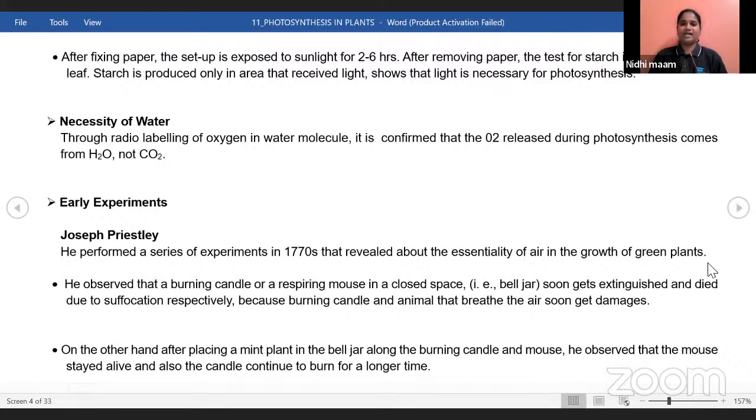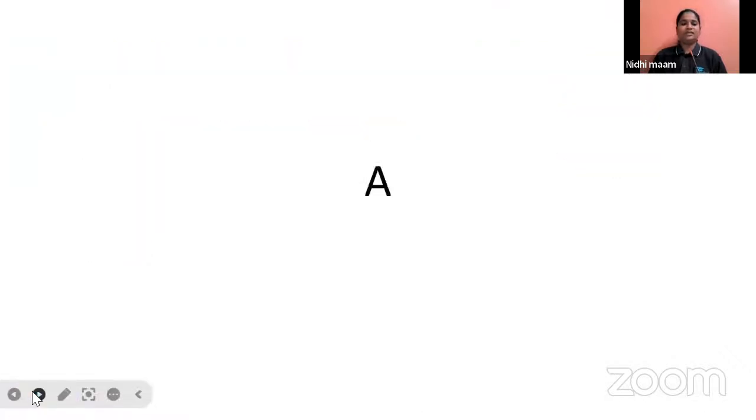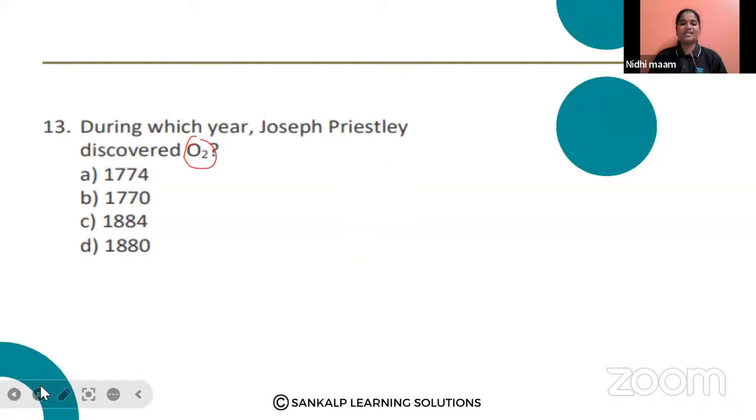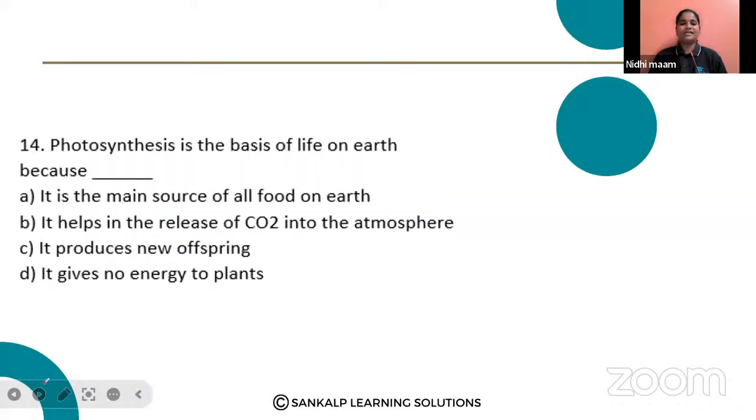So let us check the answer here. The right answer is option A, 1774. Okay, next question. Photosynthesis is the basis of life on earth. Why? It is the main source of all food on earth. It helps in the release of carbon dioxide into the atmosphere. It produces new offspring. It gives no energy to plants.